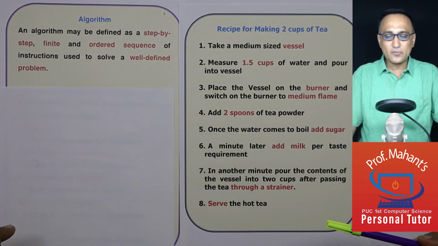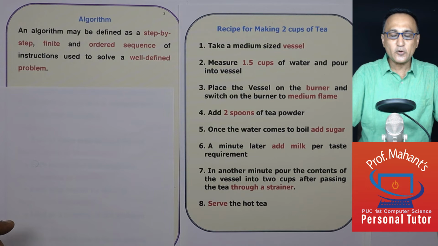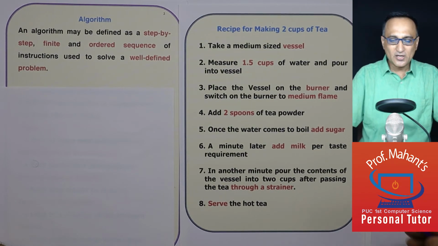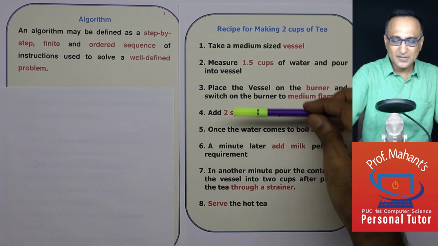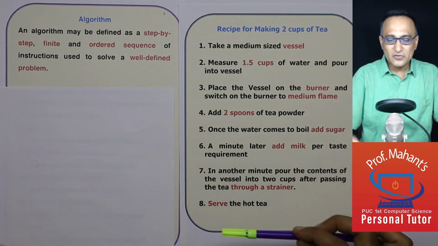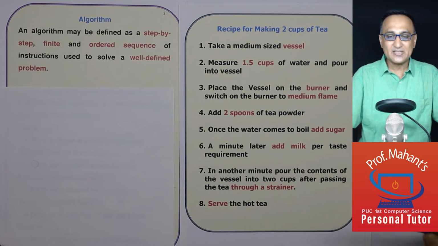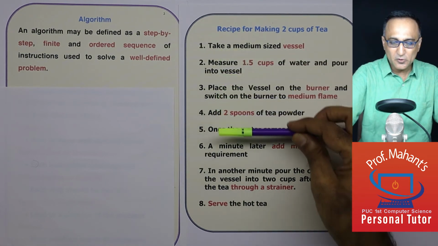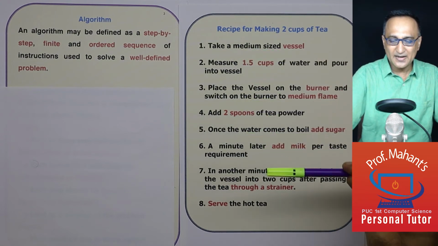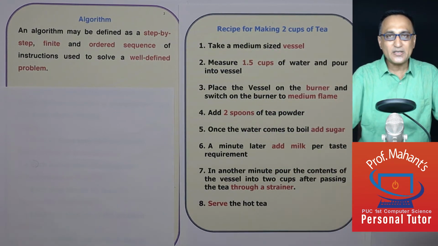What is a well defined problem? The well defined problem is, you need to make 2 cups of tea for me and you. So here if you see, it's a perfect step by step way to make tea. Does it have a finite number of steps? 8 is the finite number of steps. Is the sequence proper? Absolutely, the sequence is proper. Otherwise, if you take a vessel, put it on the burner and directly add sugar, the vessel will turn black because the sugar gets converted into carbon. And it is also a well defined problem.